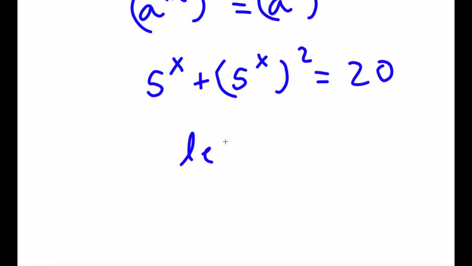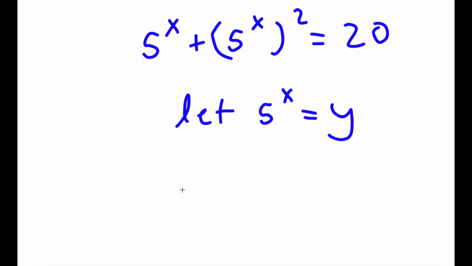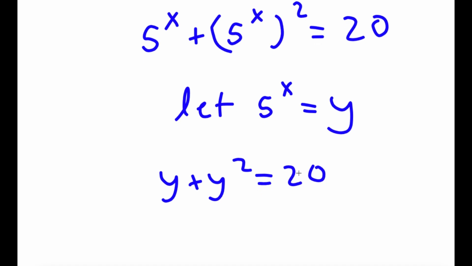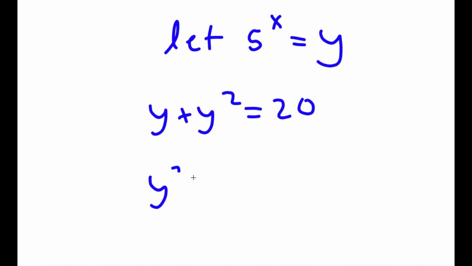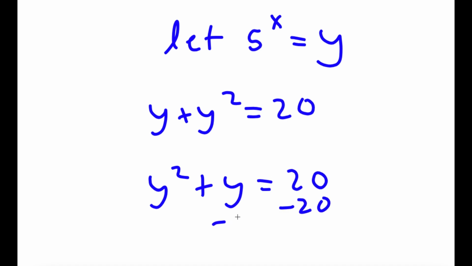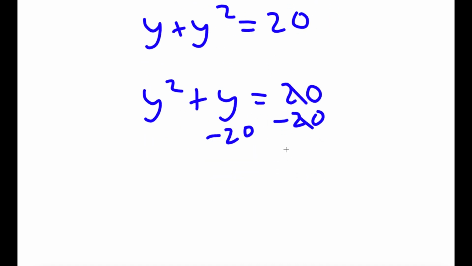Now I'm going to let 5 to the power of x equal the variable y. So if I substitute in y for 5 to the power of x, I get y plus y squared is equal to 20. And I can rewrite this as y squared plus y is equal to 20. So now I'm going to subtract 20 on both sides. These two cancel out, and I have y squared plus y minus 20 is equal to 0.